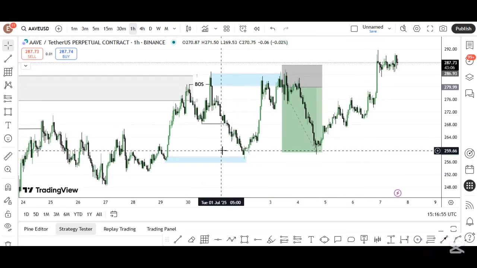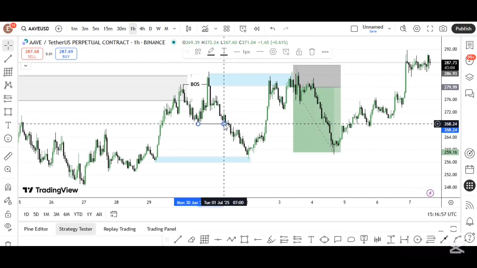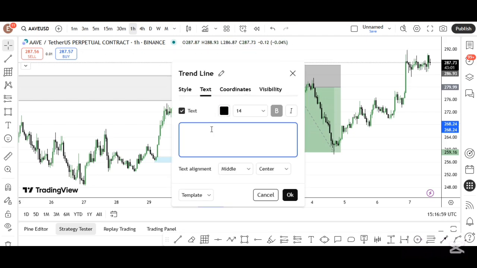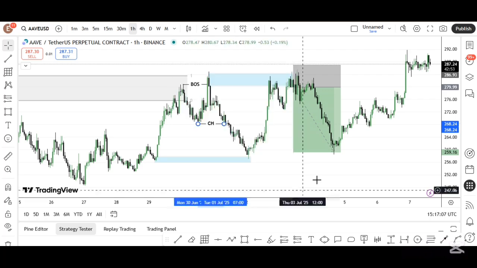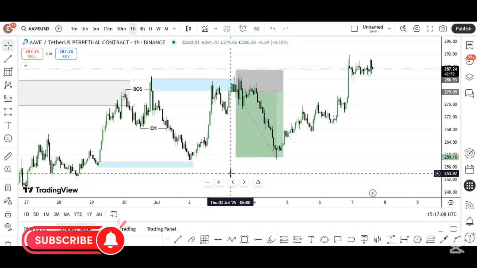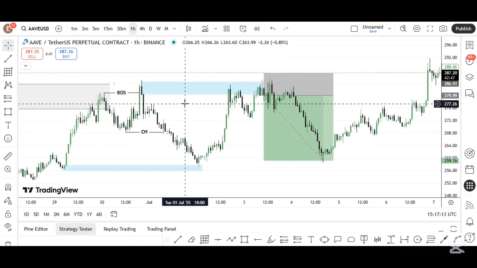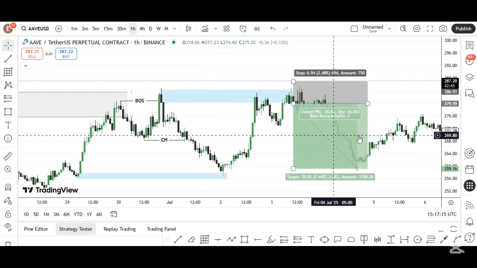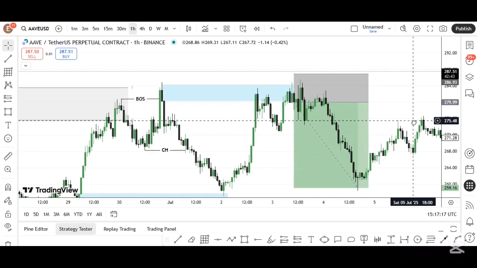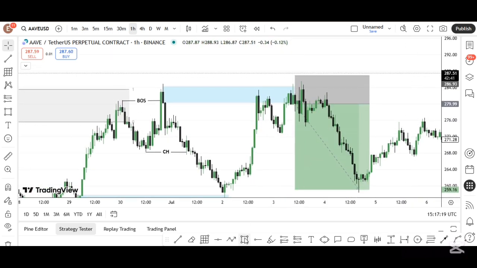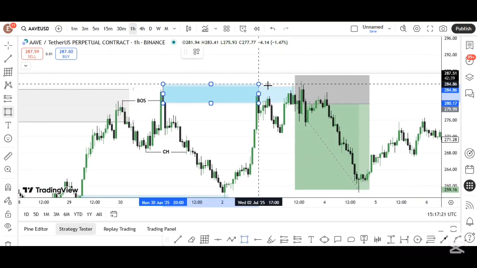Look at this right now. So we have a change of character right here, we have a change of character at this point right here. Since we have a change of character right at this point, we are looking for the order block that caused this change of character right here. So once market taps on it, we are going to be looking at for sells.